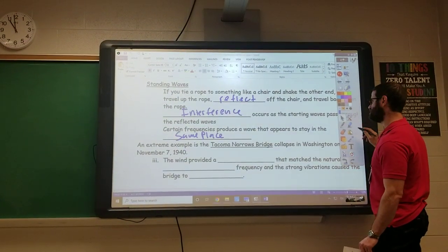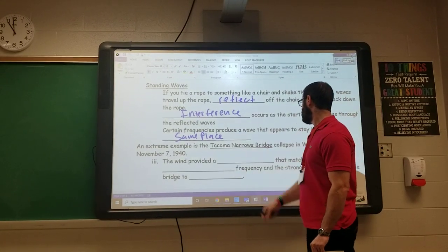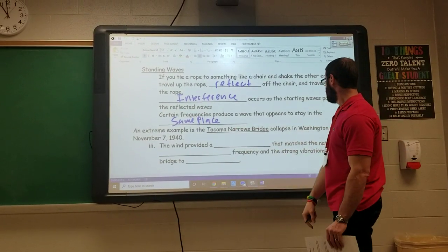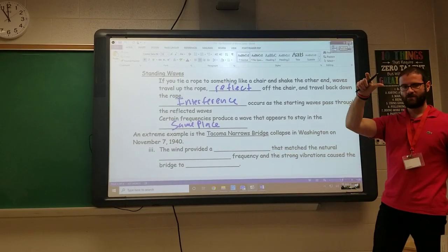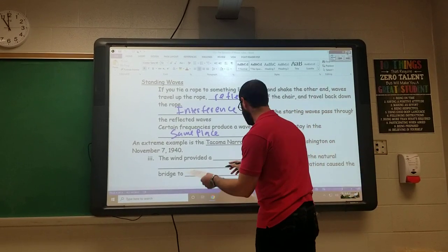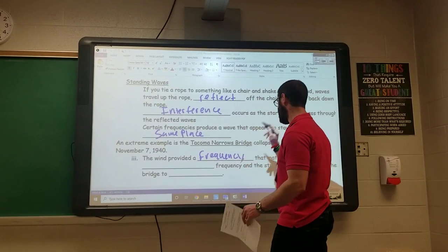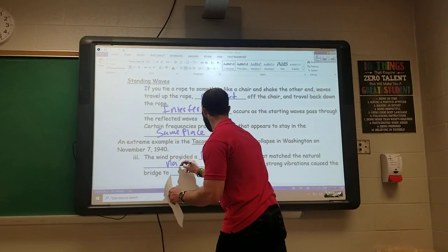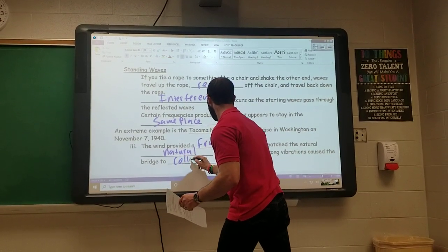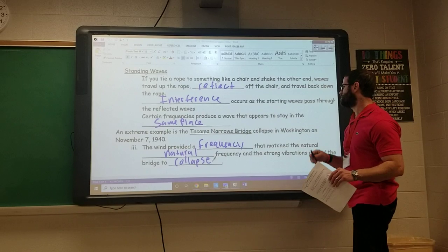All right, so a real world example would be the collapse of the Tacoma Narrows Bridge. I'll show you a quick video clip of that in just a moment. The wind provided a frequency that matched the natural frequency of the bridge, and the strong vibrations caused the bridge to collapse. We'll see that in just a second.